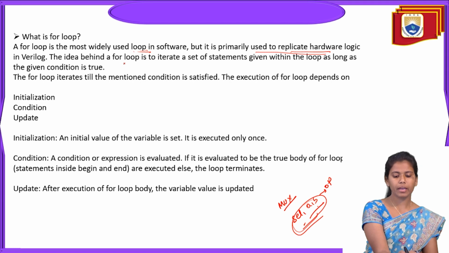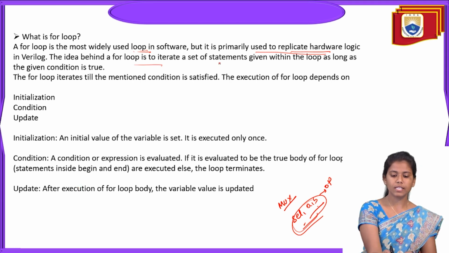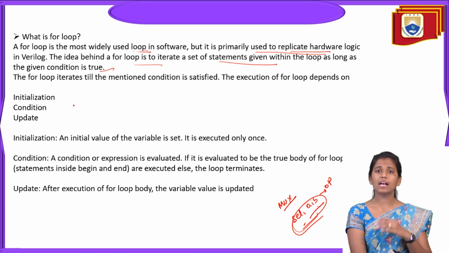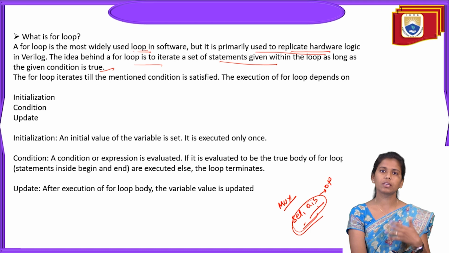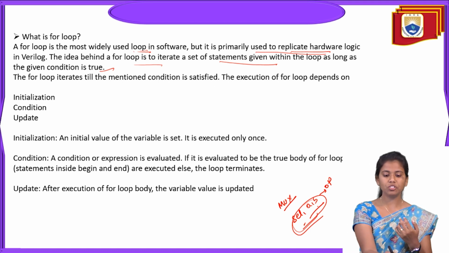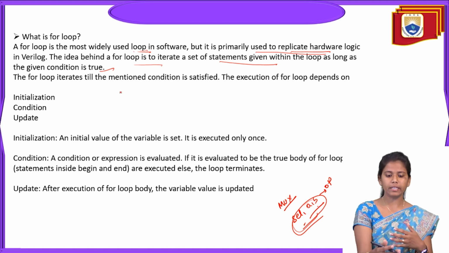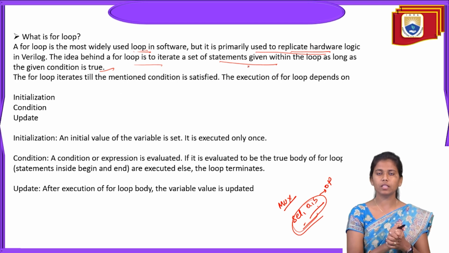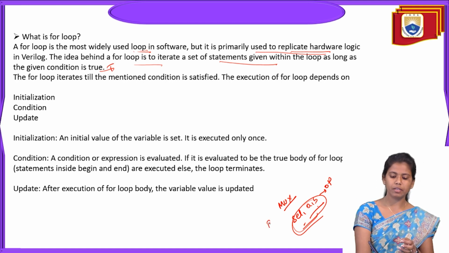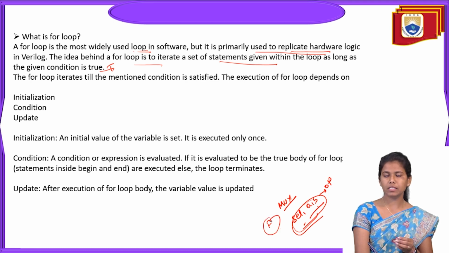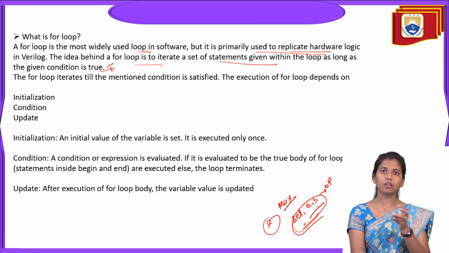The idea behind a for loop is to iterate, to execute the statements given within the loop as long as the given condition is true. As long as the given condition is true, the for loop keeps on executing the statements. Unless and until the condition becomes false, the loop keeps iterating. And if the condition turns false, the loop stops.